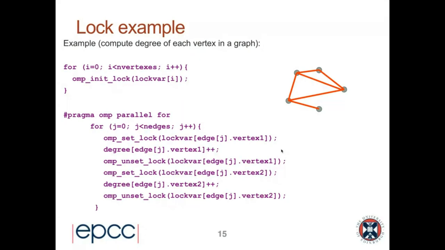So now instead of using atomics, I can solve the same problem. This time, whenever I want to update an element of the degree array, I look up the corresponding lock in the lock var array and set it, do the update to the degree array, and then unset that lock again. And then I have the corresponding set, update, and unset for the vertex at the other end. So that's a way of solving the same problem, but using locks instead.